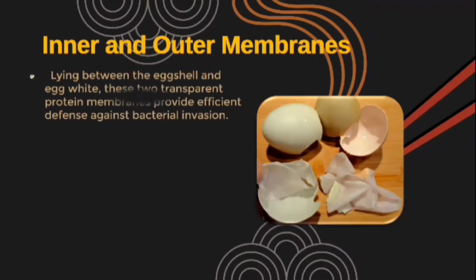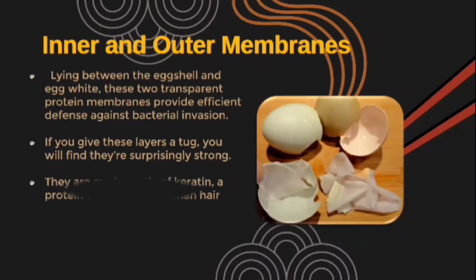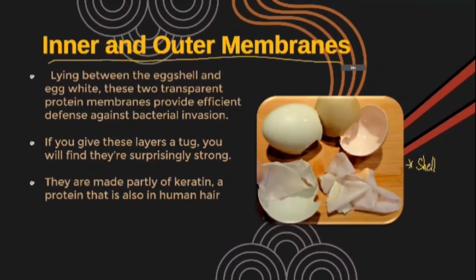The inner and outer membranes. Number 1, kanina meron tayong tinatawag na shell. Number 2, the inner and outer membranes. Ano nga ba yun? Okay, lying between the eggshell and egg white. These two transparent protein membranes provide efficient defense against bacterial infection. So, ito yung sinasabing yun.